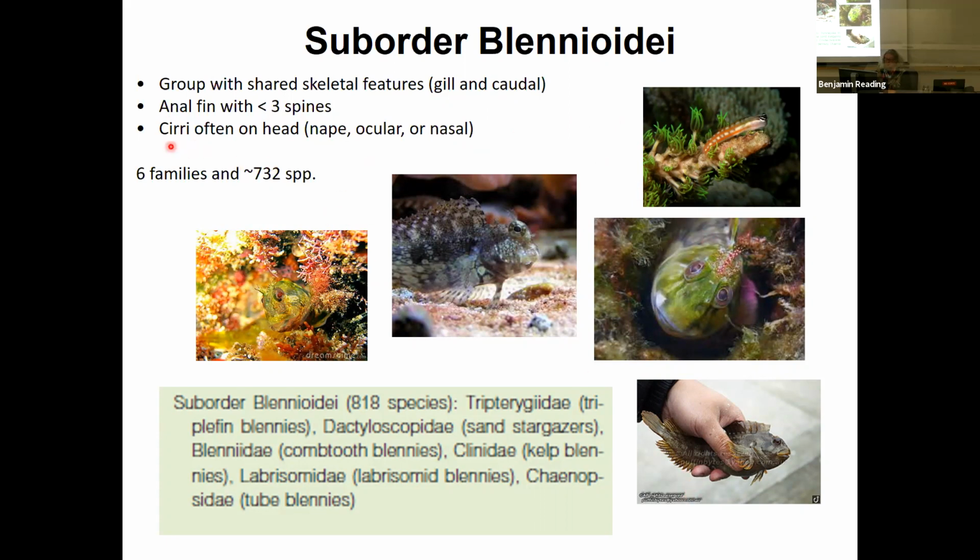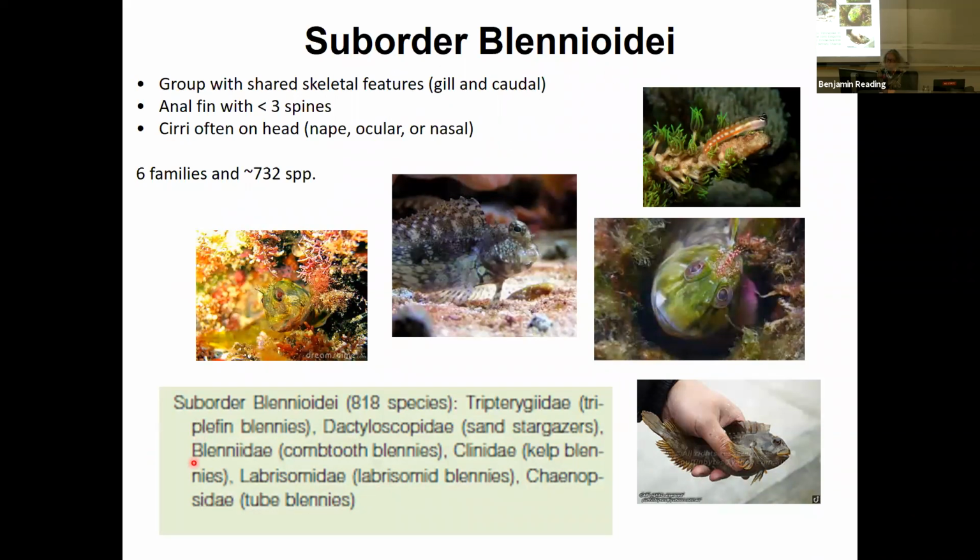And then these things are called cirri. Now, cirri are these kind of like feather-like extensions, often associated with the eyes. So ocular, nape, sometimes here on the neck, or nasal, sometimes here right off the nose. And so they have these cirri on the head. It's really, I'm going to say, one of the most characteristic features here. 6 families, 732 species.